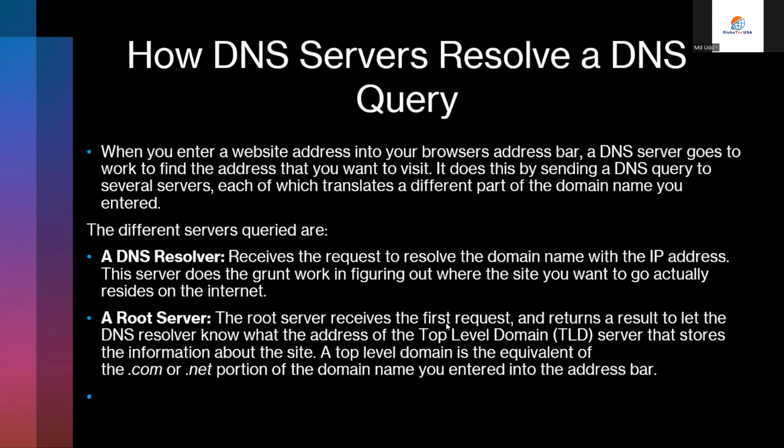And the root server receives the first request and returns a result to let the DNS resolver know the address of the top level domain server that stores the information about the site. The top level domain is the equivalent of the .com or .net portion of the domain name you enter into the address bar. So a DNS resolver receives the request and tries to resolve the domain name to the IP address, and the root server takes the first request and returns a result to the DNS resolver, saying which top level domain, .com or .net or .edu, is associated with that name.